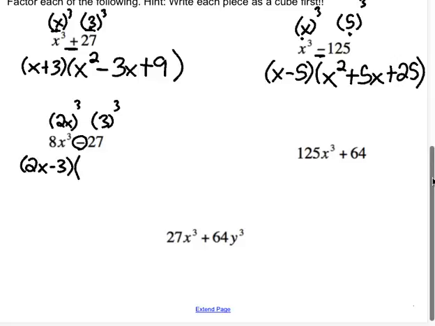That front piece is 2x and 2x. So 2x times 2x is a 4x squared. The center is pulling one from each, so a 2x and a 3. 2x times 3 is 6x. Then the last piece is pulling 2 from the second. 3 and 3. 3 times 3 gives me 9. The last one is always going to be positive. The middle is always the opposite of the linear piece.